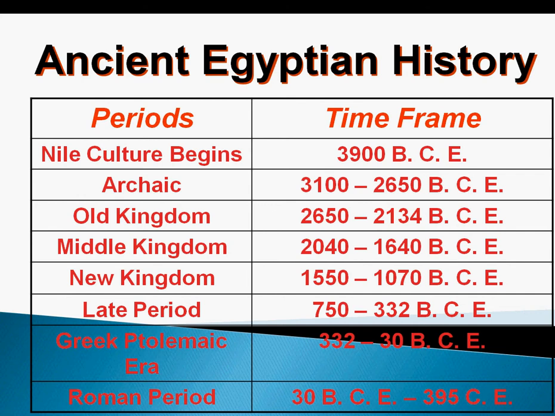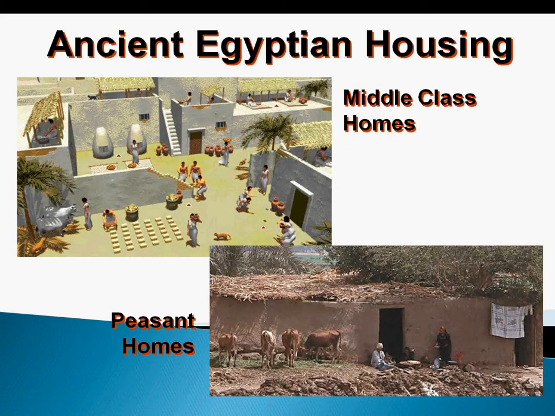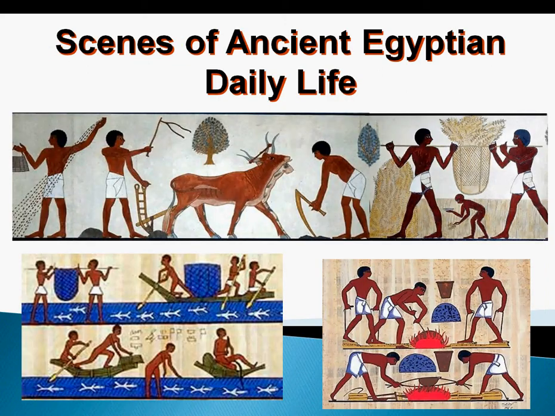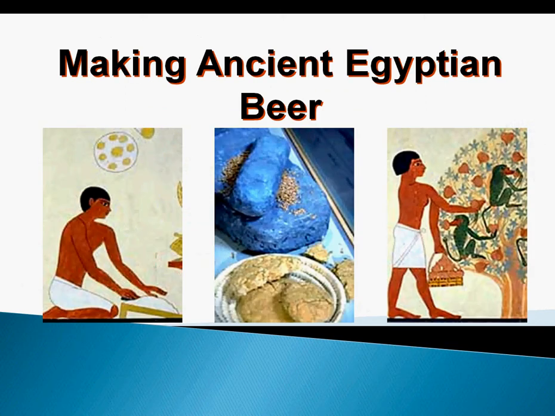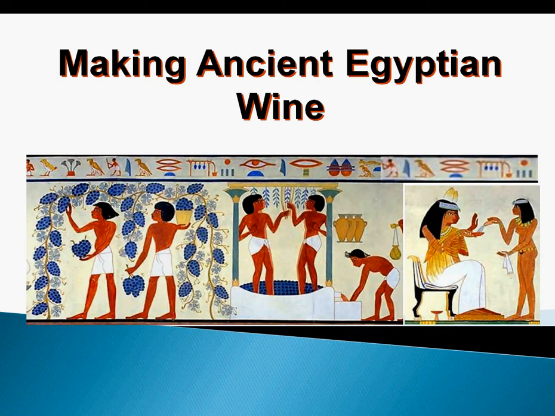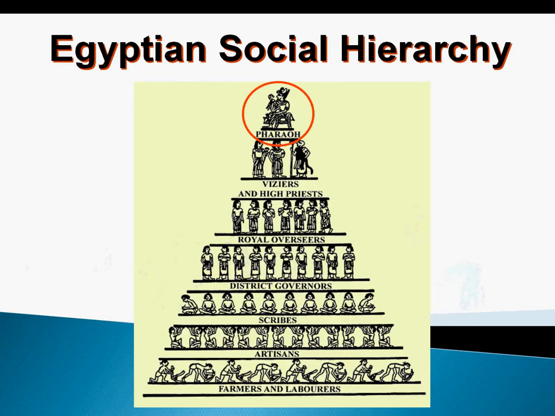A little bit of history of the Egyptians up through the Roman period. Certainly there was stratification in the society. People performing different tasks had a social structure. Much of the art depicted what they did normally during the day. They were consumers of beer and wine. That was an important part of their diet.